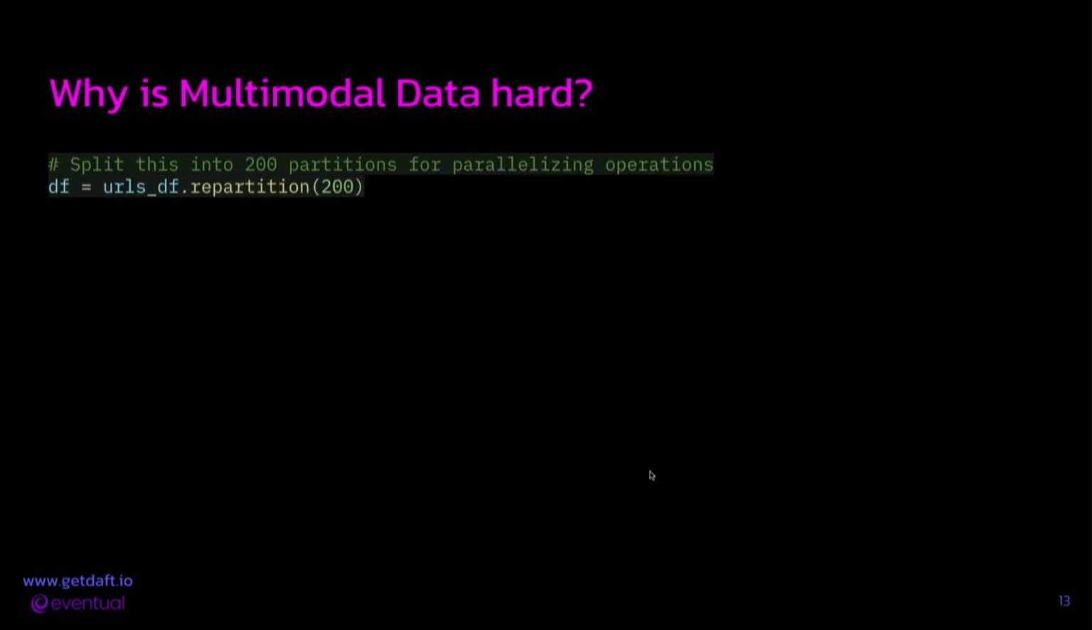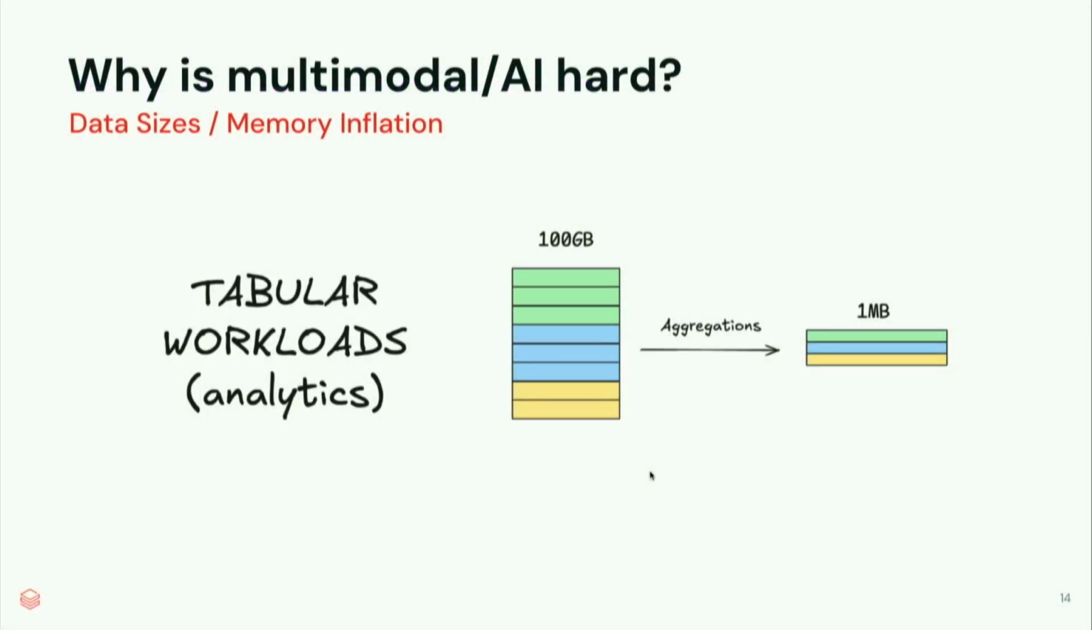So the first thing you do in Spark is you read your URLs, and then number one, you repartition. Why do you have to repartition? That's an interesting question, right? Okay, back in the tabular world, this is usually how data flows in a tabular system. You go from say 100 gigabyte data set, and then you usually aggregate your data, right?